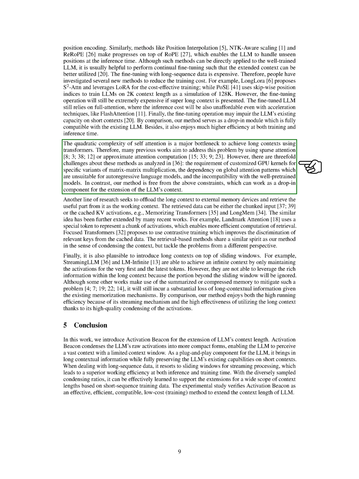The quadratic complexity of self-attention is a significant obstacle to achieving long contexts with transformers. Previous research has attempted to overcome this issue by using sparse attention or approximate attention computation. However, these methods face challenges such as the need for customized GPU kernels for specific matrix-matrix multiplication variants, reliance on global attention patterns unsuitable for autoregressive language models, and incompatibility with well-pretrained models. Our method, however, is free from these constraints and can be easily incorporated to extend the context of LLMs.